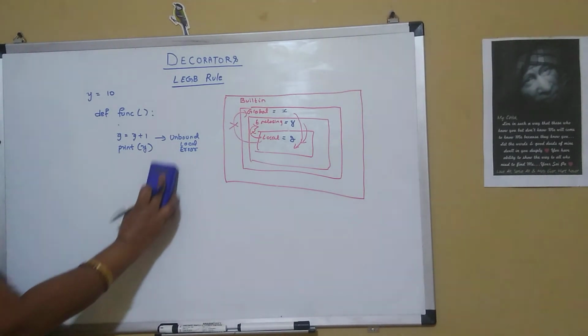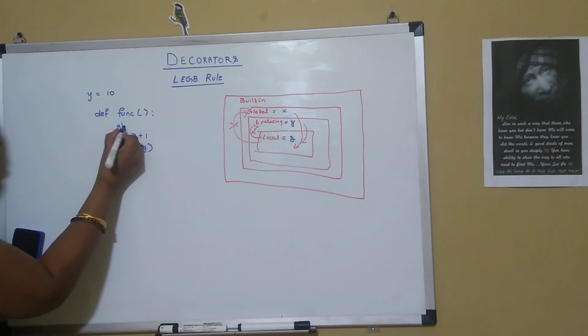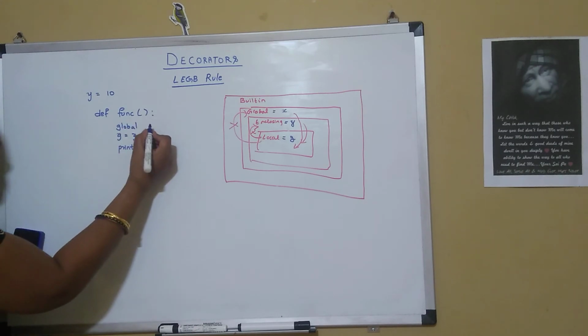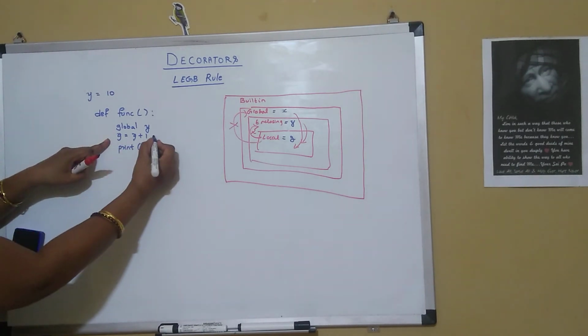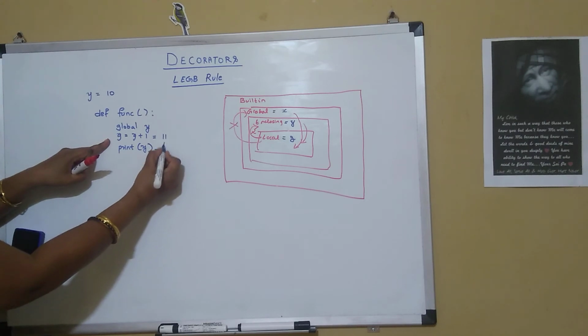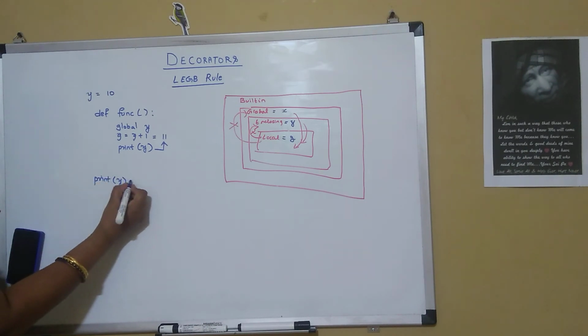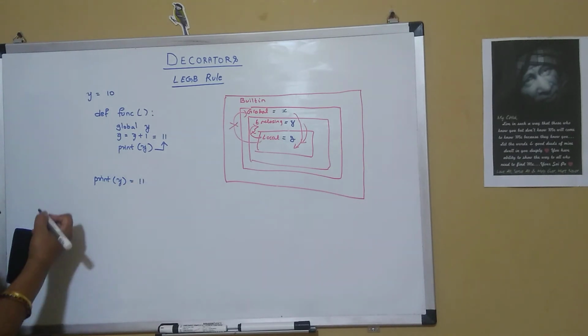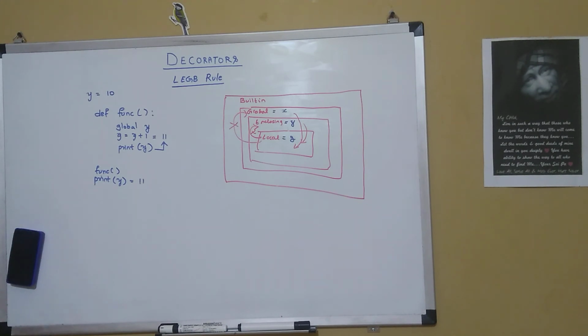For this error to be rectified, we have to specify global and we have to say y. So in this case, we see that this particular value would have been updated to 11, and when we print y, it will give 11. And outside the function also, if I say print y, it will have the updated value. It will print 11. So this is how global keyword and non-local keyword works in Python.